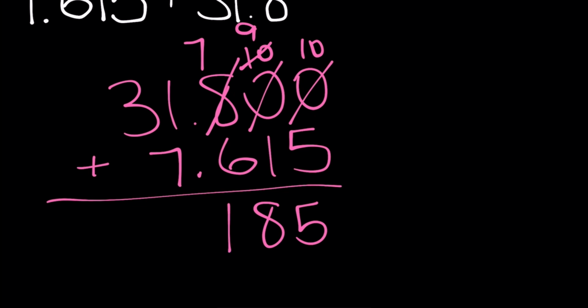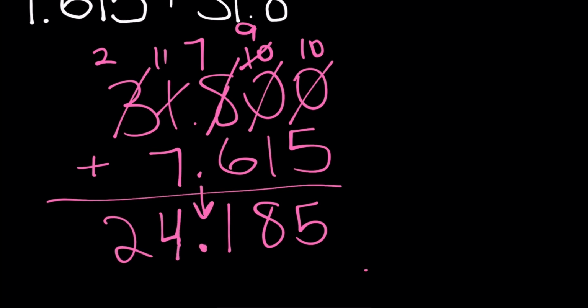1 minus 7, well, we can't do that, so we have to regroup. So we're going to borrow a 1 from the 3. So that will turn into a 2, and this will turn into an 11. So 11 minus 7 is 4, and 2 minus nothing is just 2. And now all we have to do is bring down the decimal, and you're done.